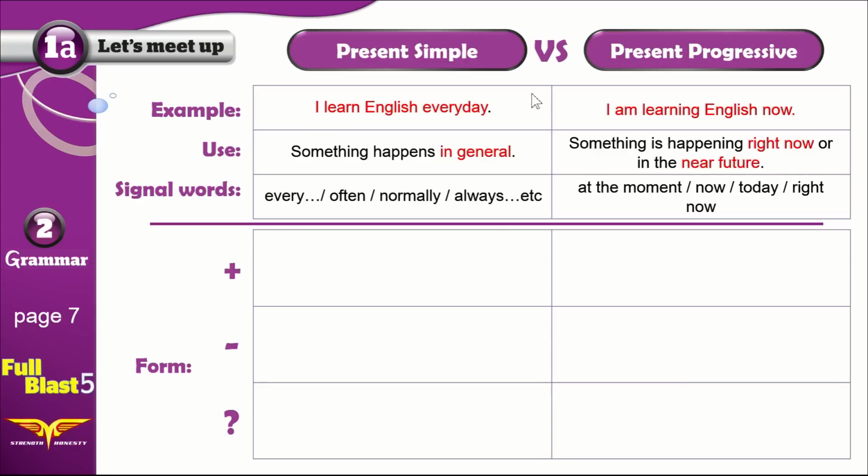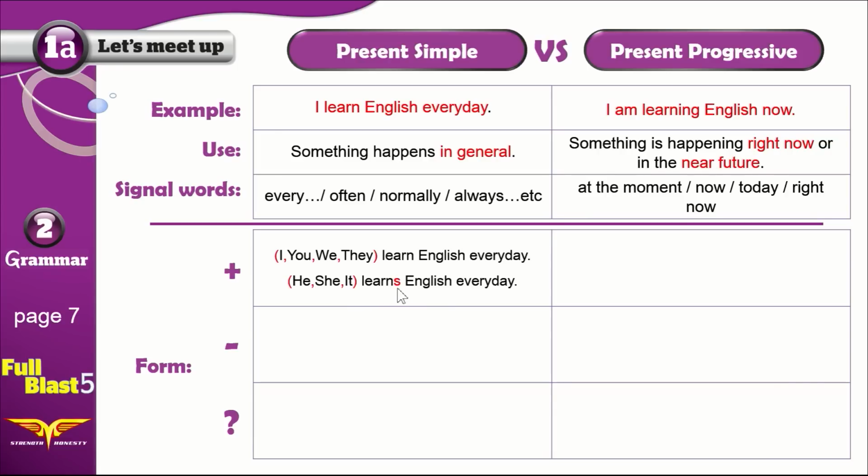These first two examples at the top are examples for positive forms. I learn English every day. You say the same thing if the subject pronoun is you, we, or they. You say I learn English every day, you learn English every day, we learn English every day, and they learn English every day. If you are using he, she, or it, you have to add s to the verb.